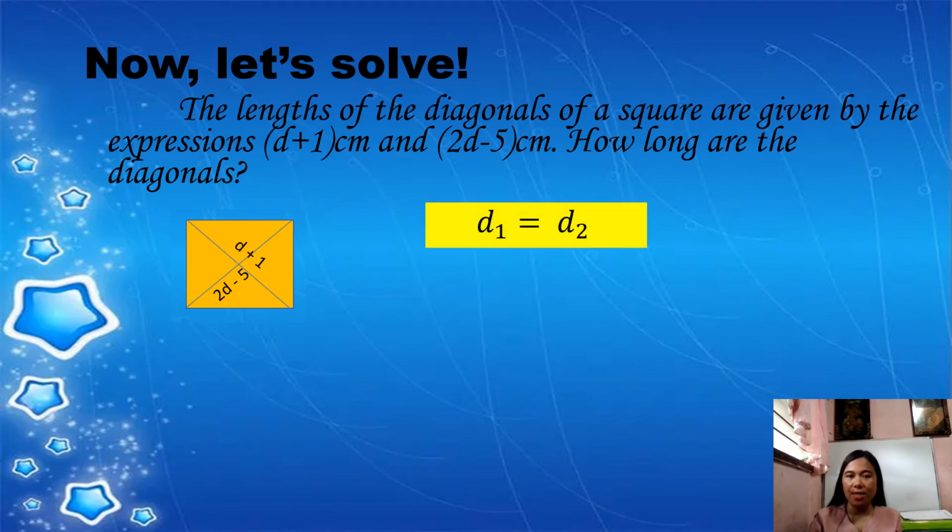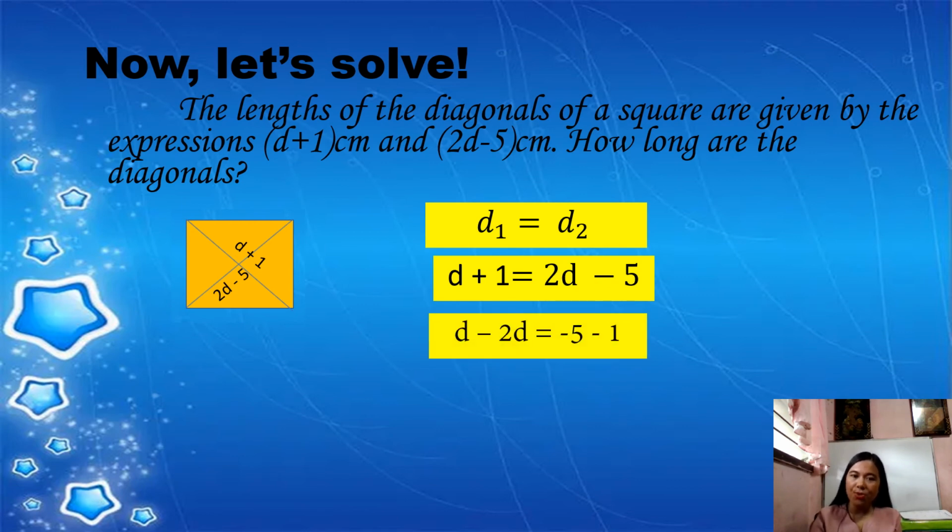So we can equate d plus 1 or d sub 1 and d sub 2 diagonals. So equating the diagonals, we have d plus 1 equals 2d minus 5. Then transpose, so we have d minus 2d equals negative 5 minus 1. Minus 1, that's coming from the positive 1 here. Transposing it, we'll have negative 1.